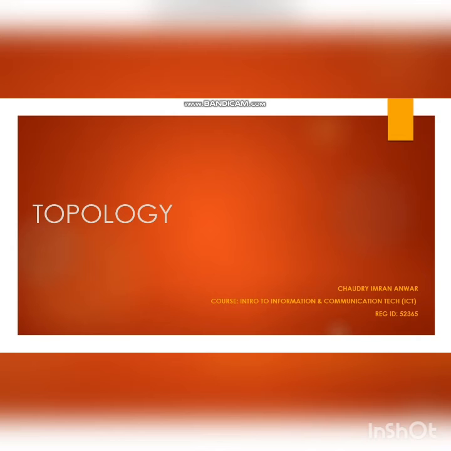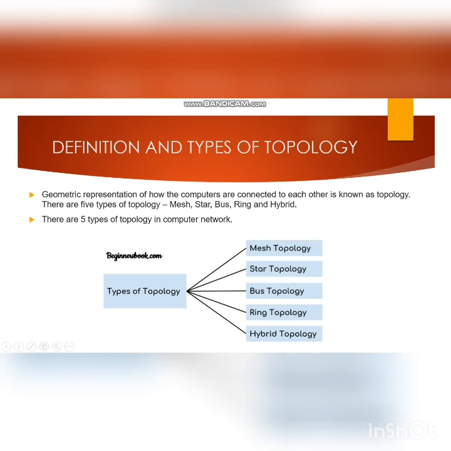Today my topic is topology. First of all, I have to tell you what is topology. Topology means the geometric representation of how the computers are connected to each other. There are 5 types of topology: mesh topology, star topology, bus topology, ring topology and hybrid topology.